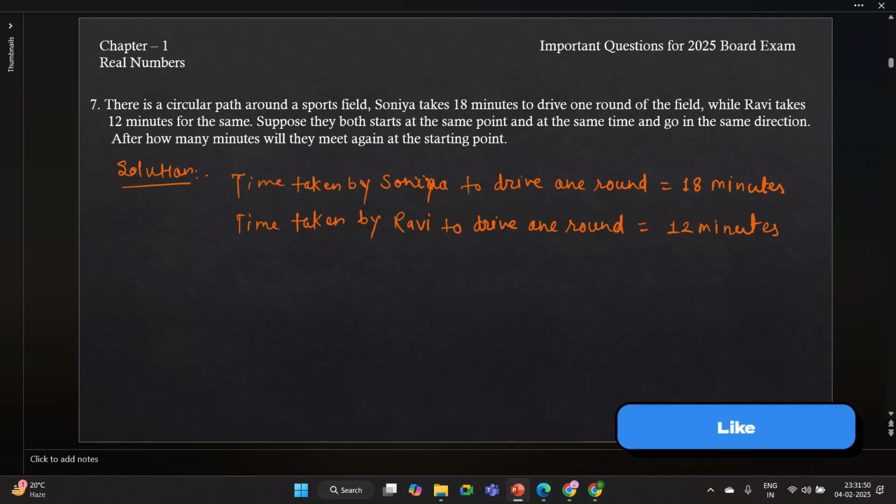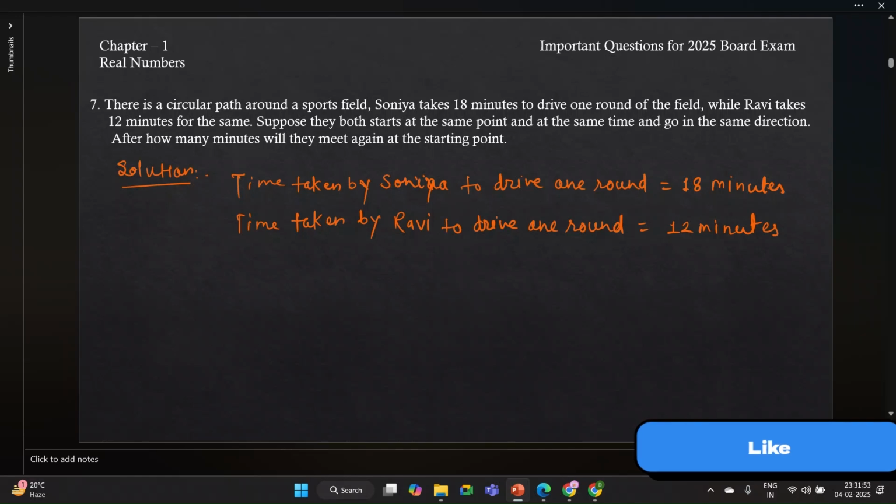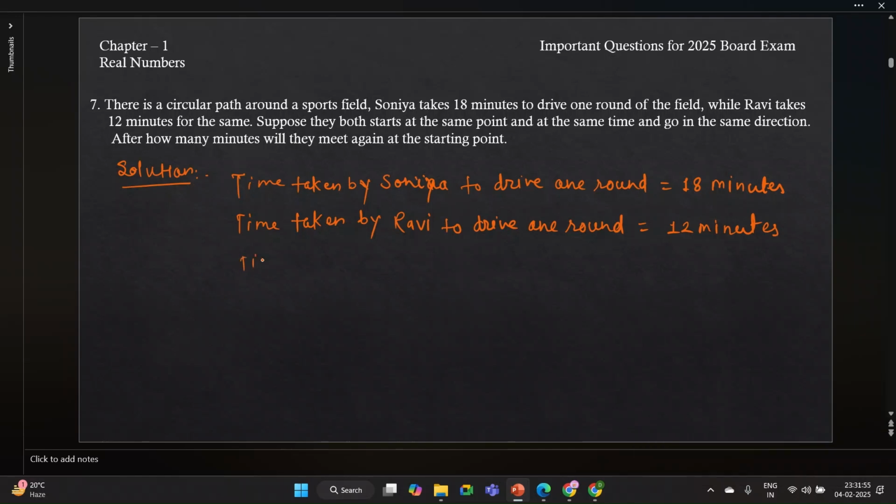Now what do we have to do? Time taken by both to meet again. So I'm writing it here. Time taken by both to meet again. So basically, what we have to find is the LCM of 18 and 12.